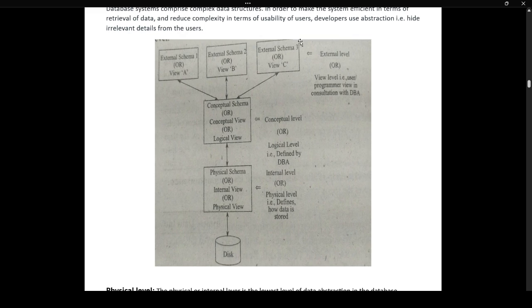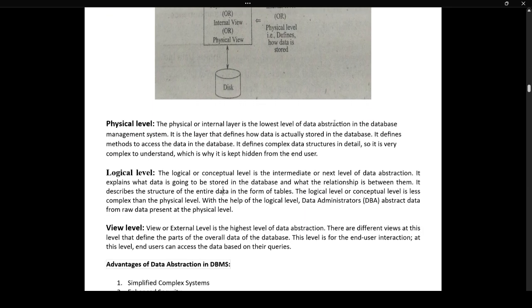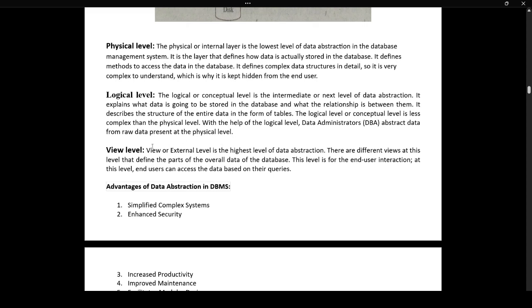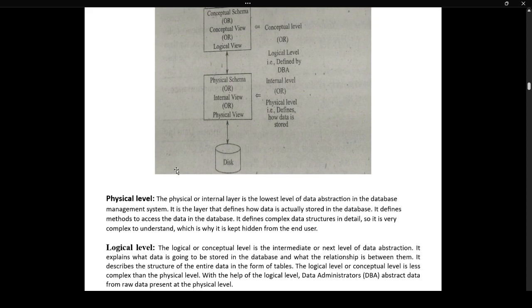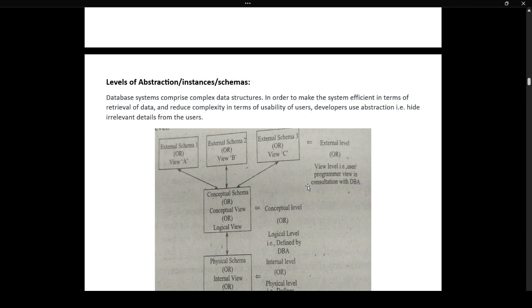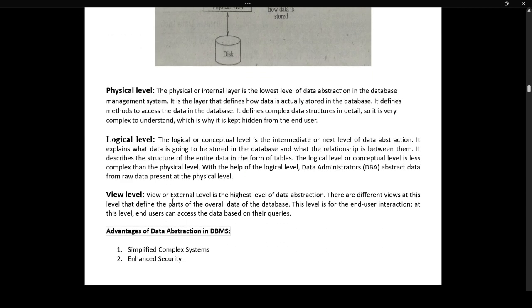Okay, so my next level is the view level. That is the user or programmer view, in consultation with the data administration. Okay, let's see what it exactly means. View level, also known as the external level, as mentioned here, is the highest level of data abstraction. Obviously, it's at the top level. Next, there are different views at this level that define parts of the overall database.